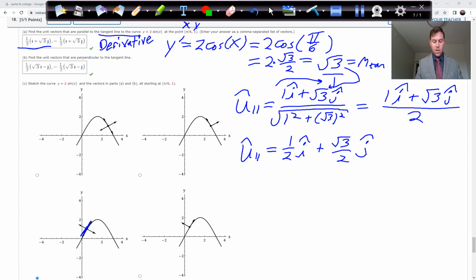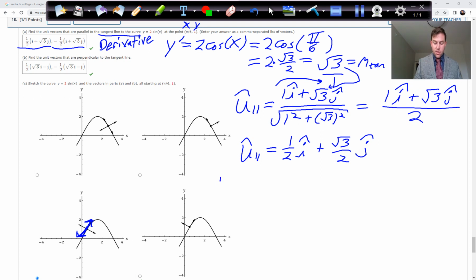There's another answer, and that's the positive, that's the vector pointing this way. There's also a case where the vector can point this way, down. And all you have to do is apply a negative. So just put a negative on the 1/2, and that would be the downward pointing part of the vector.